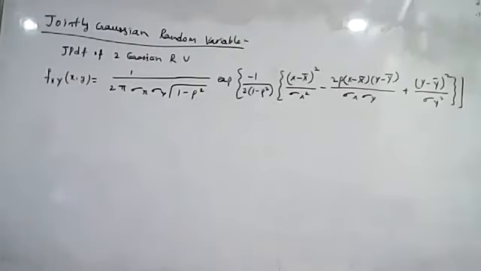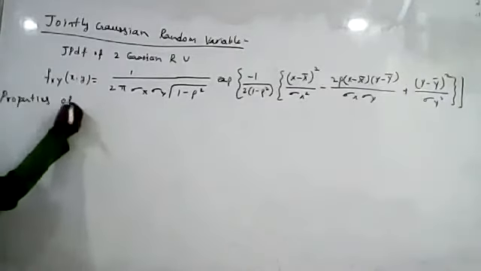Okay, the joint probability density function of two Gaussian random variables is given as f_XY(x, y) is equal to 1 by 2 pi sigma_x sigma_y root of 1 minus rho square, times exp of minus 1 by 2 into (1 minus rho square), times [(x minus x bar) square by sigma_x square, minus 2 rho (x minus x bar)(y minus y bar) by sigma_x sigma_y, plus (y minus y bar) square by sigma_y square]. This is the formula. Now we'll discuss the properties of Gaussian random variables.